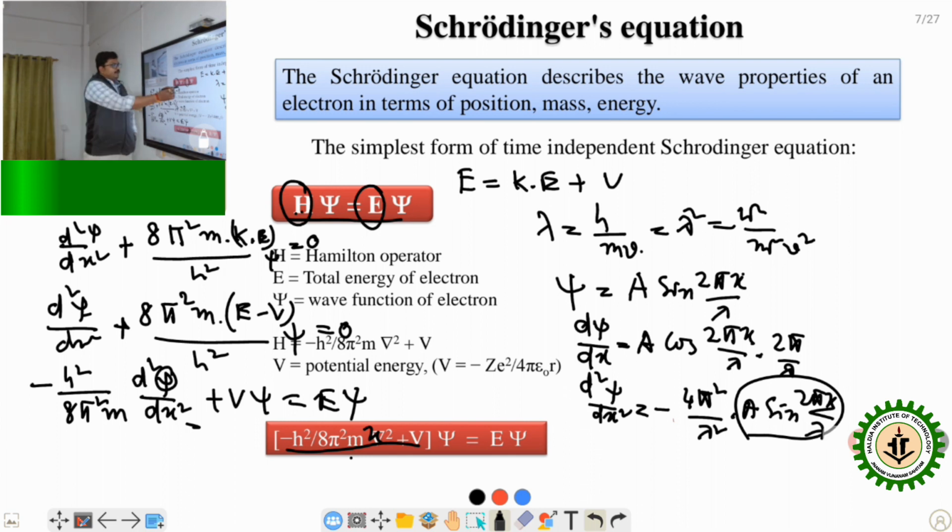Here one thing you need to remember: this operator is nothing but a mathematical symbol which operates on a particular function and gives you certain values. In such a case, if after operation you get a constant value with the same wave function back, that type of equation is called an eigenvalue equation, where the constant value E is called the eigenvalue and the wave function is called the eigenfunction.